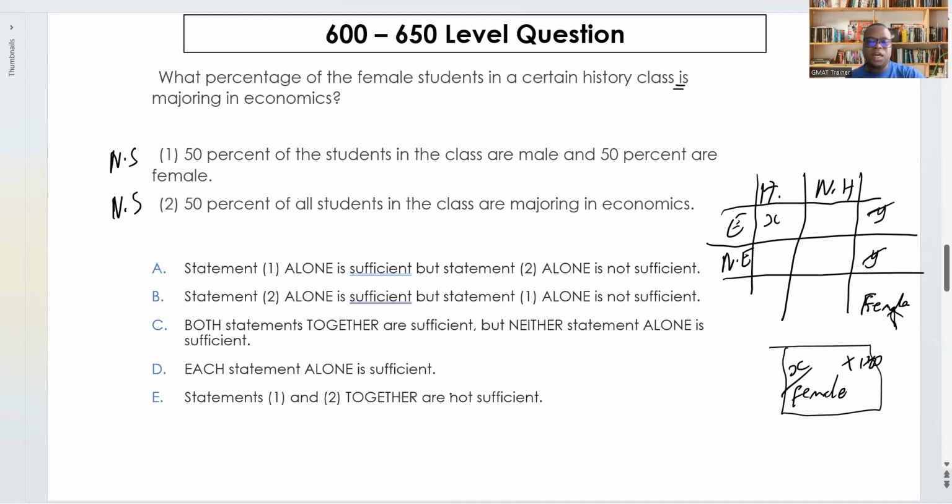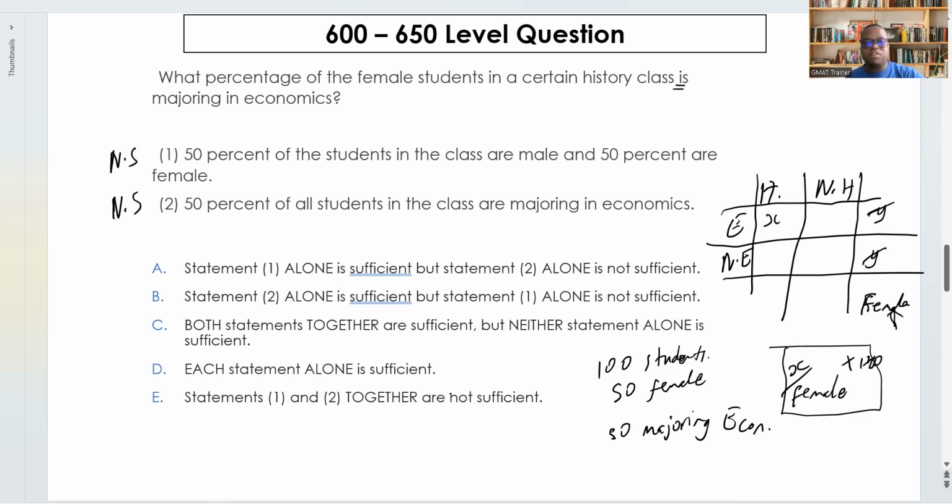Let's say we have 100 students. So in this case, we'll have 50 female, right? And then once you have 100 students and 50 female, male and female, that is what the first statement says. And the second statement says that how many of them are majoring in economics? 50%. So 50 are majoring in economics. Let's level it that way. So from the same proportion, let's say you have 100 students, 50 of them are female, 50 majoring in economics.